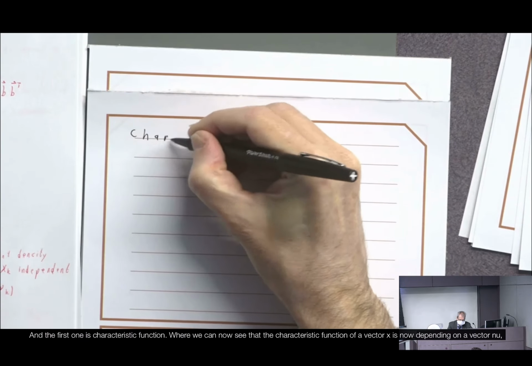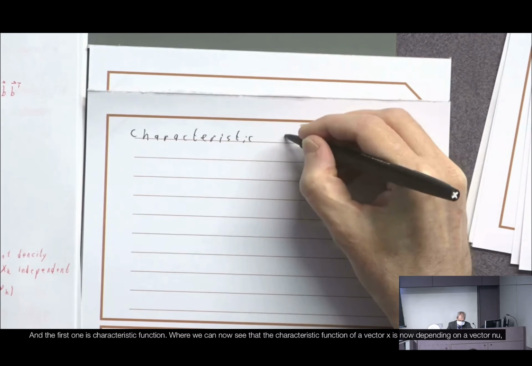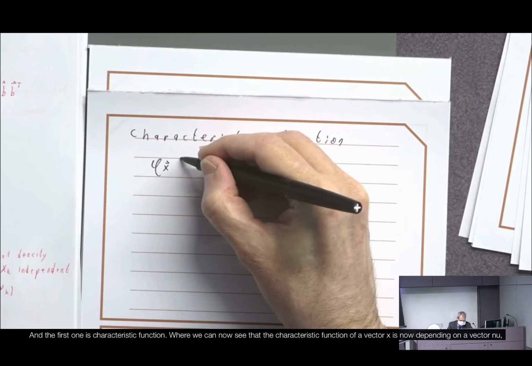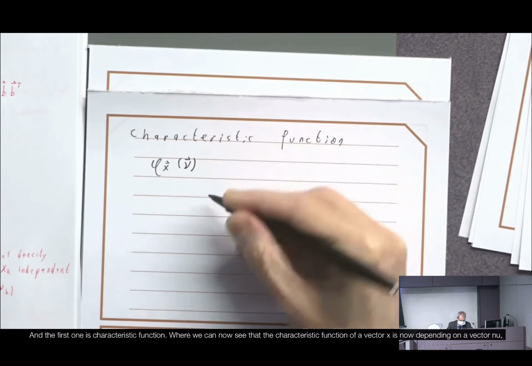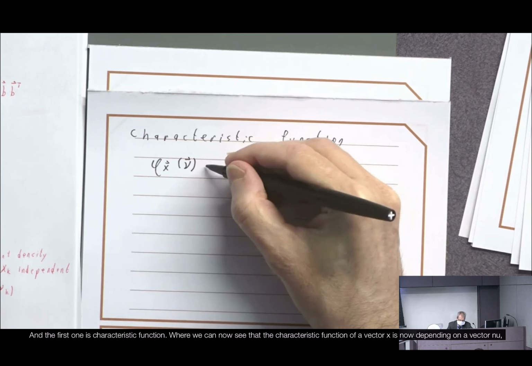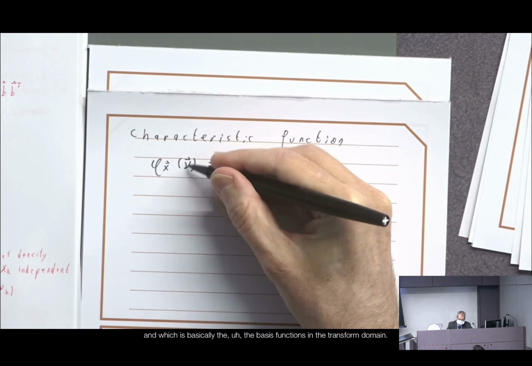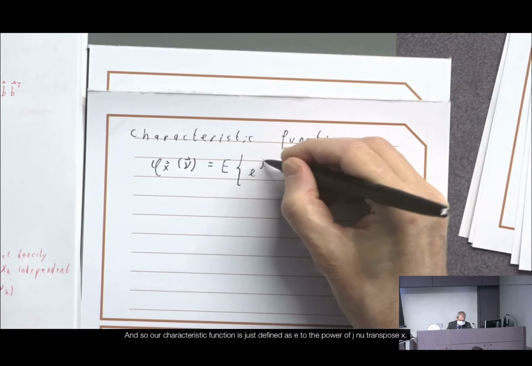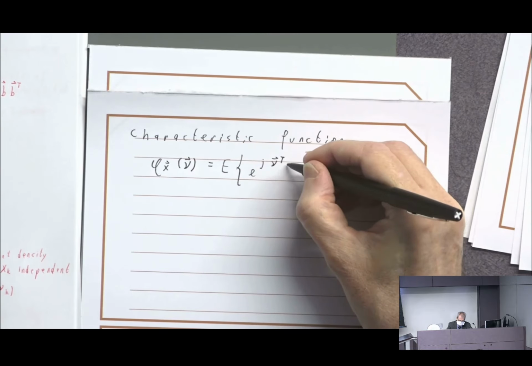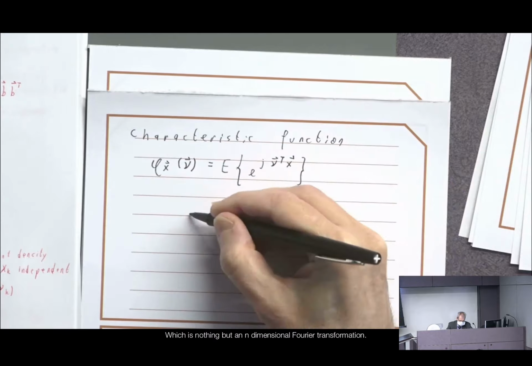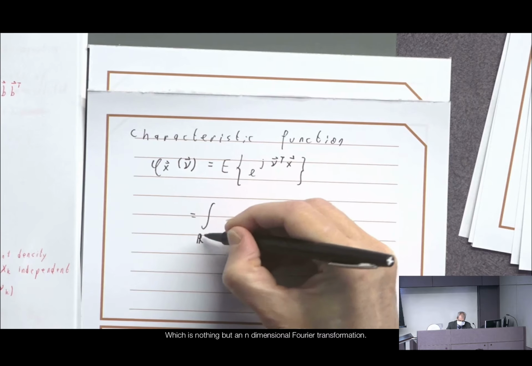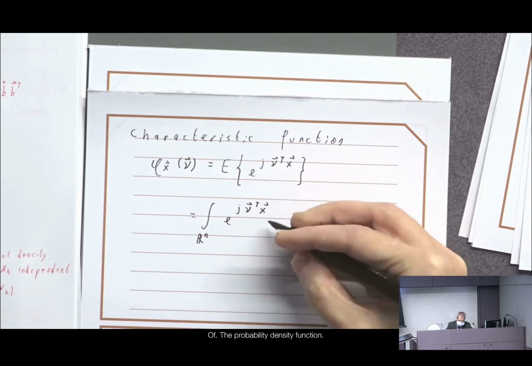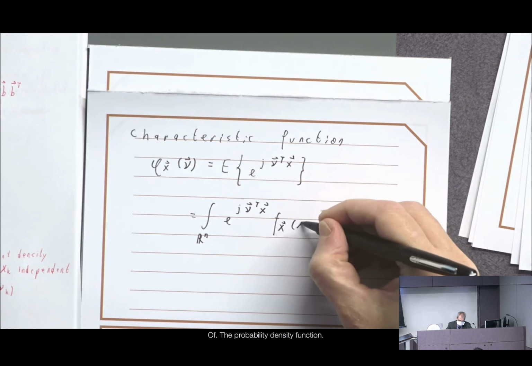Okay, so let's now go to some additional definitions. The first one is the characteristic function, where we can now say that the characteristic function of a vector X depends on a vector nu, which is basically the basis functions in the transform domain. And so our characteristic function is just defined as the expectation of e to the power of j nu transpose x, which is nothing but an n-dimensional Fourier transformation of the probability density function.